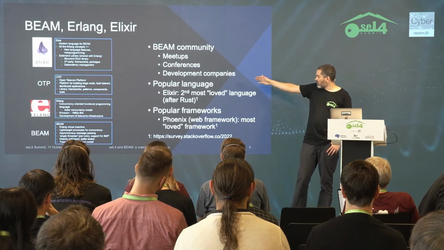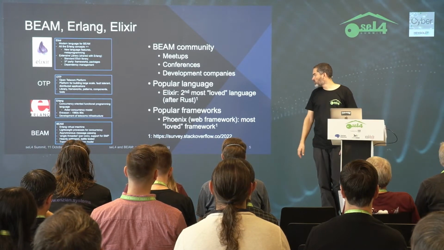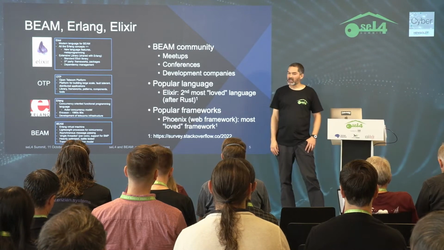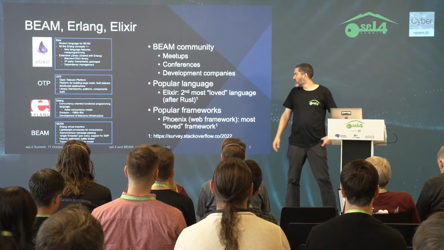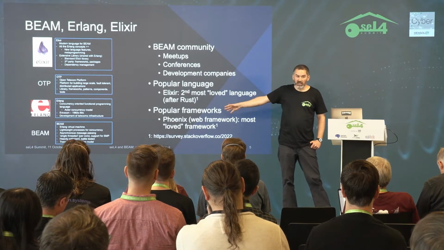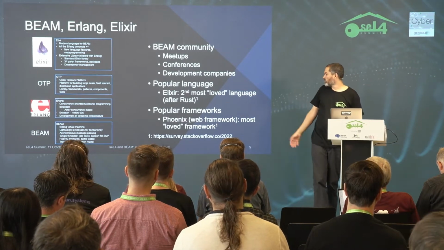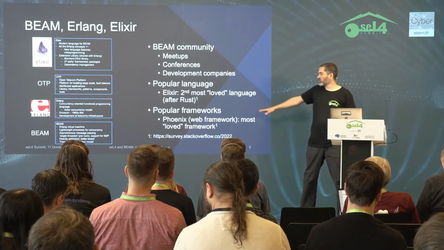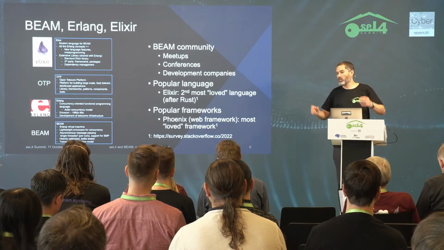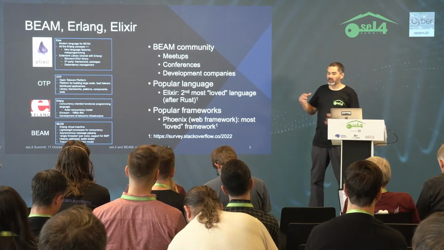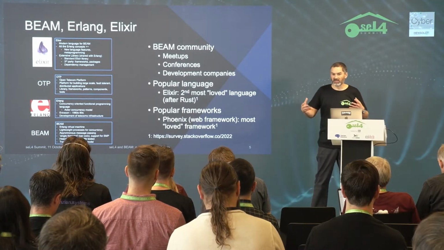So recent Stack Overflow survey showed that Elixir was the second most loved language by developers, with Rust being the first one, obviously. And it's got really popular frameworks. So the Phoenix framework, it's a web framework, is the most loved framework for people to work with. So it's really growing. It's really got a lot of momentum, and people really like using it, right? So this kind of that usability aspect, like it's a pleasure to use.